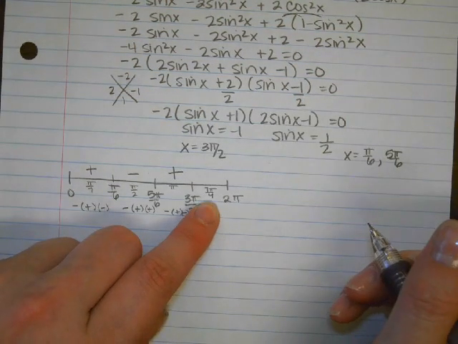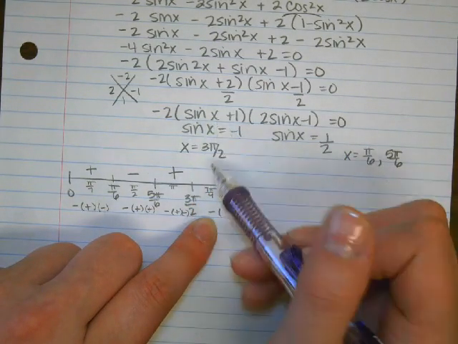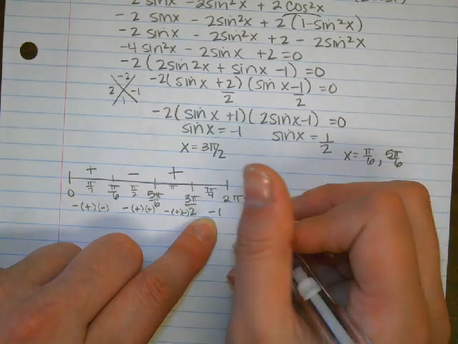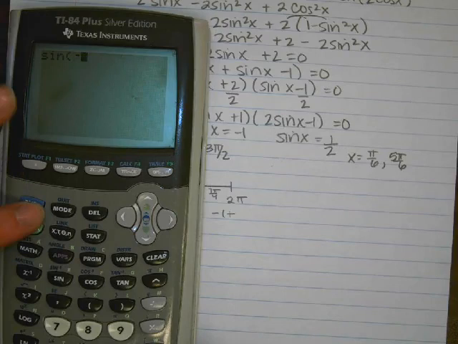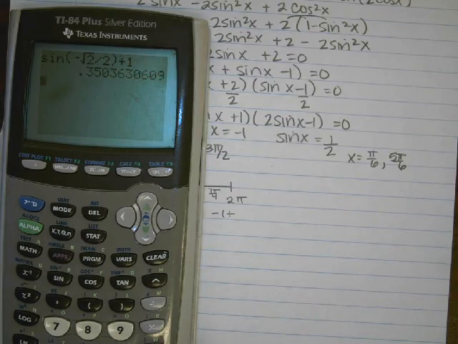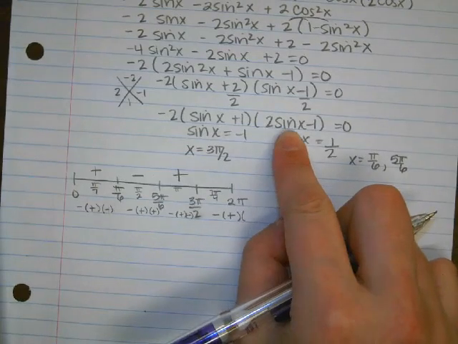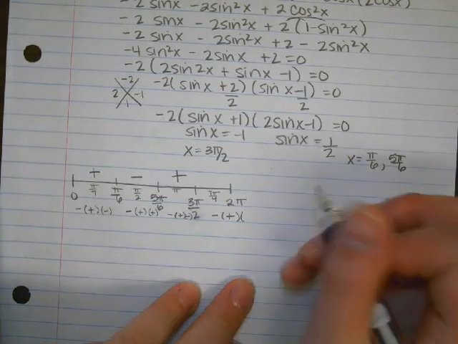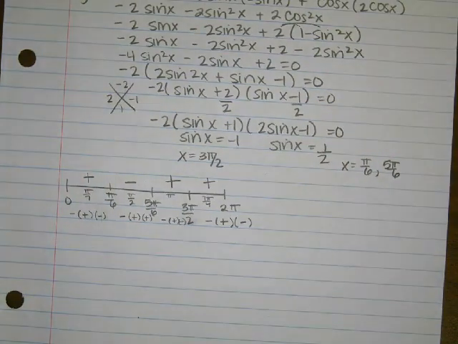And then 7 pi fourths, this is the one that's going to hurt my brain. Sine of 7 pi fourths would be negative root 2 over 2 plus 1. I believe that's positive. Sine is negative square root 2 over 2. Yeah. 2 times sine of 7 pi fourths would be 2 times negative root 2 over 2, which is negative root 2 minus 1. That's definitely negative. Okay. Whew. That hurt my brain. All right, so we got that filled out.